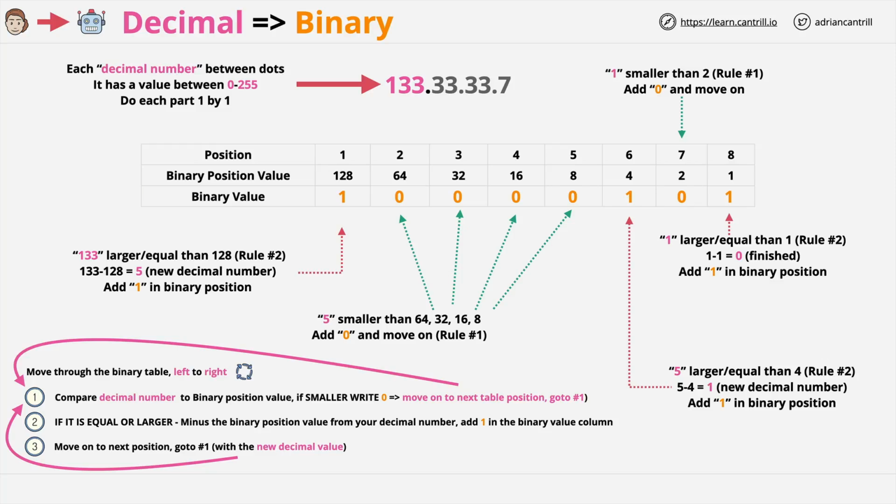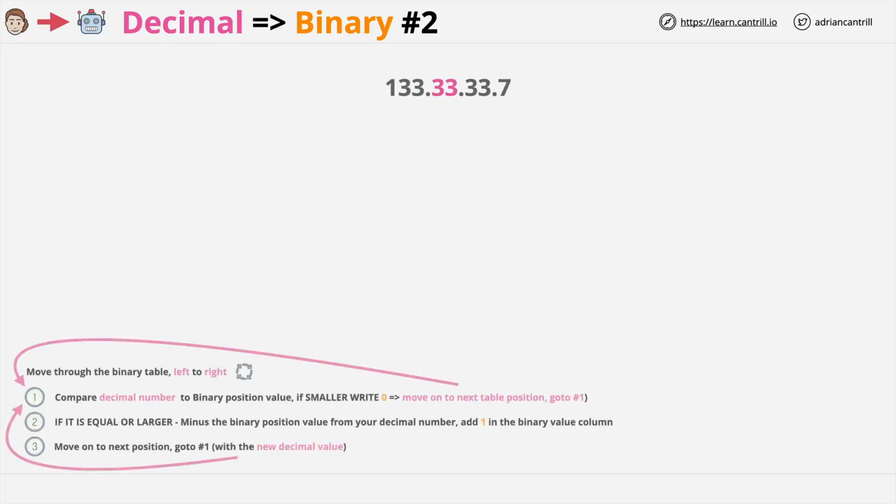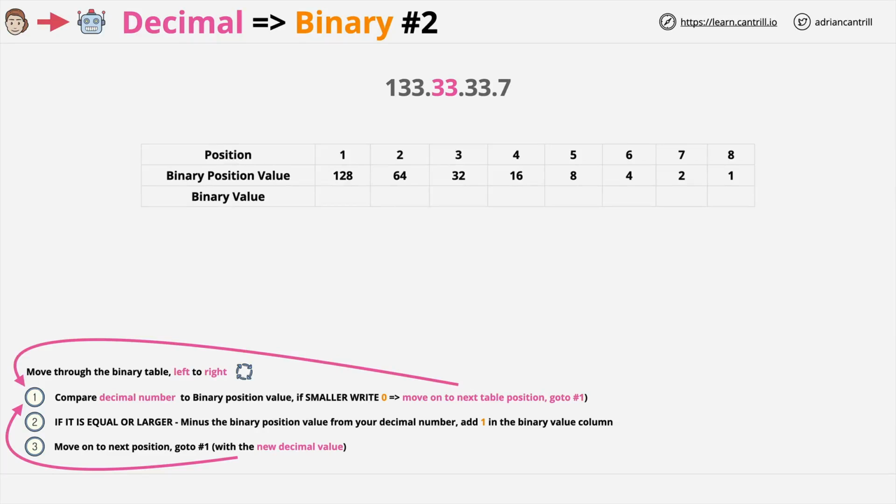Now this is one example, so this is converting one part of an IP address. Let's run this process through again with the next part of this IP address. So this time we're converting the second decimal part of the IP, 33, into binary. We start again with our same process and our same table, and we move through the table left to right. We start with position 1, we compare our decimal number, 33, to position 1's value, which is 128. Is our number less than 128? Yes, it is, and so we use rule number 1. We add a 0 into this position of the table and then move on to position 2.